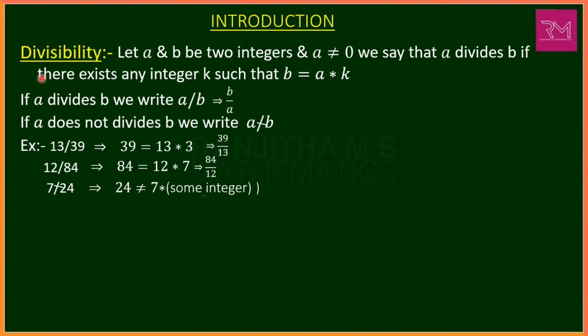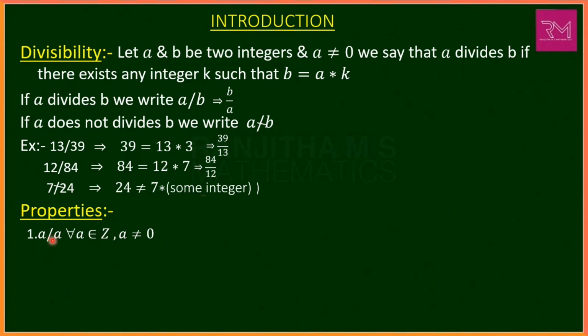Here we can say the divisibility condition holds, that is a divides b, when we satisfy the condition b is equal to a into k, where k is some integer. A divides b, we can write as b divided by a. Both are the same. Next we shall see some of the properties of divisibility.